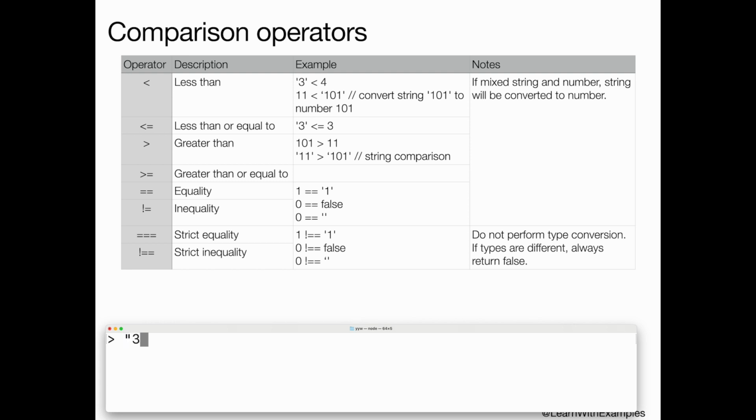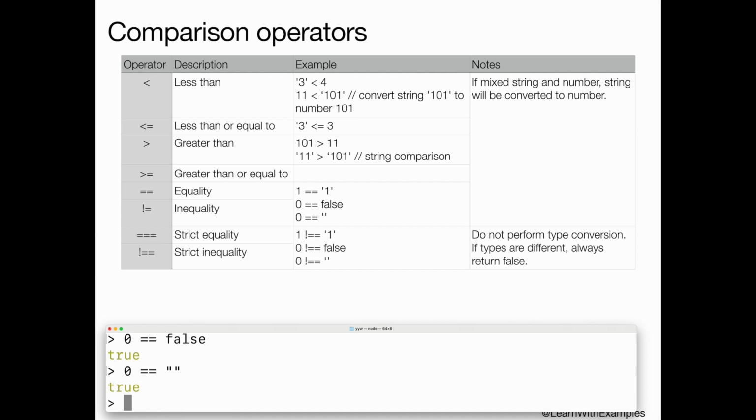Check these examples. String 3 is less than number 4. Number 11 is less than string 101. String 3 is equal to number 3. Number 101 is greater than number 11. String 11 is larger than string 101. The number 1 is considered as equal to the string 1. The number 0 equals false, and also equals an empty string.